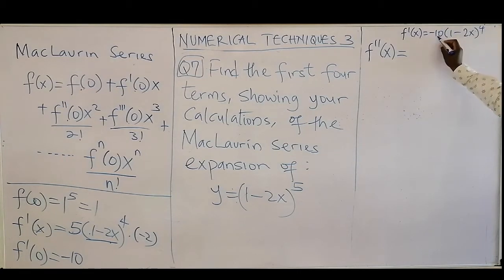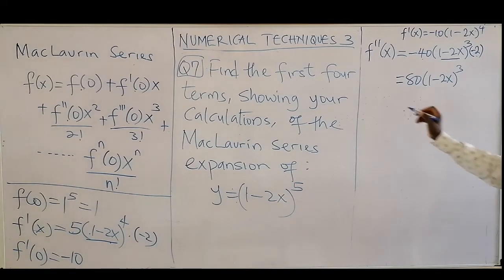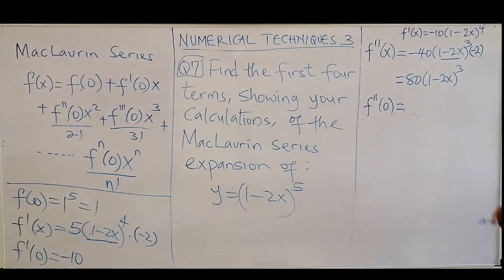The 4 here times what you have here, that's minus 40 into bracket 1 minus 2x, then the power minus 1, that's 3. And then times the derivative of this base, which is minus 2. So minus 40 times minus 2, that's 80 into bracket 1 minus 2x to the power 3. Okay, so that's the second differential. Then we can get the third differential. Second differential at point 0 will give us 80.